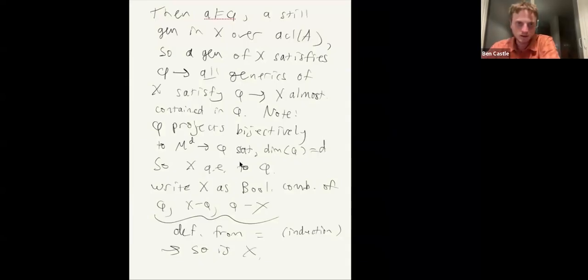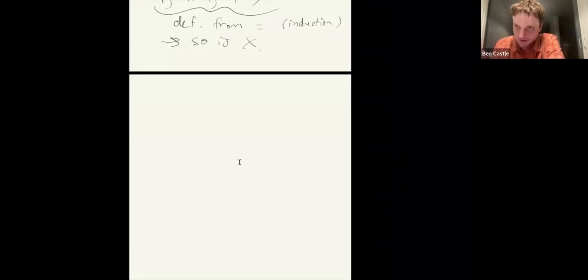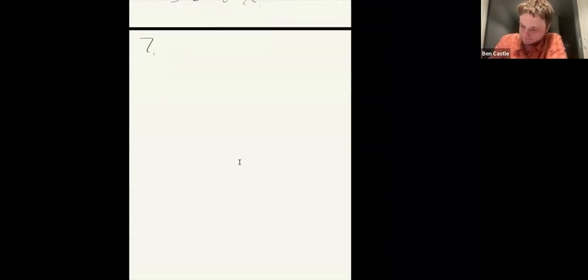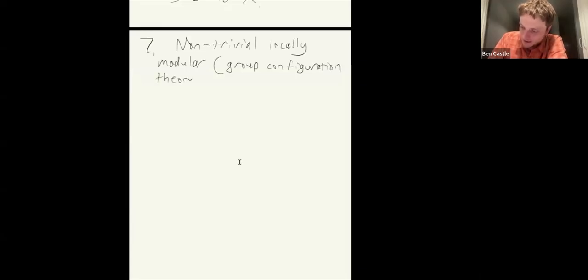Okay. So now we'll go on to the locally modular case. So that's going to conclude our section 6, and now we go on to section 7, which is the most difficult of all the sections. Okay. So this is the non-trivial locally modular case. Also called, for us, the group configuration theorem. So it's not the full group configuration theorem, but it's a significant case, and it gives basically the idea of the full group configuration theorem.